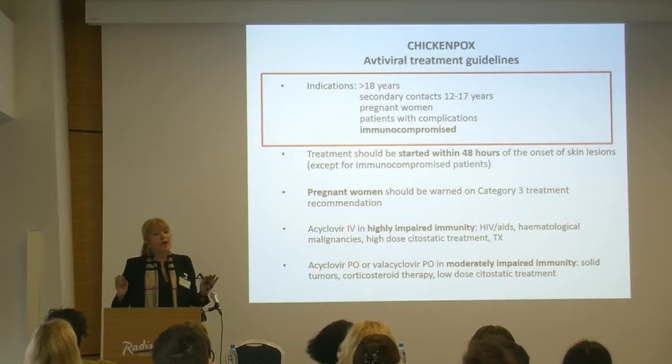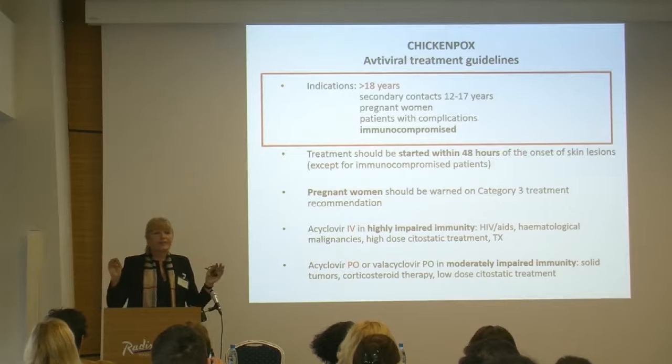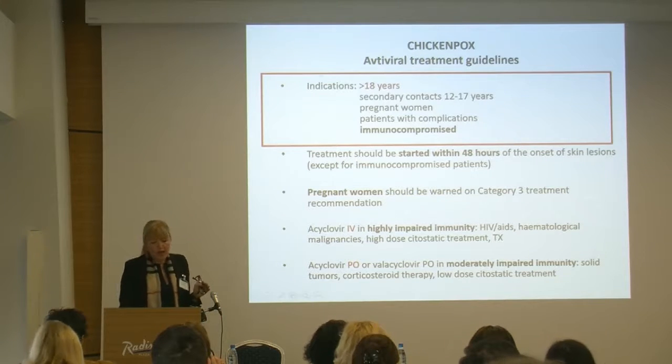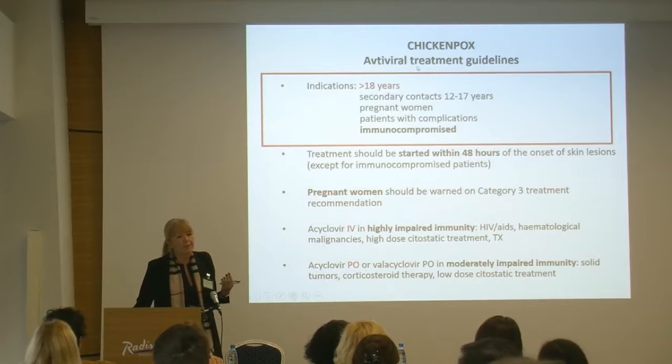So again, we do have very strict guidelines on when to use treatment in chickenpox, and please remember them, it's really easy. Everybody who has chickenpox and is aged above 18 years should get treatment. Everybody, chickenpox, age more than 18 years, treat them. Then, of course, secondary contacts, age 12 to 17 years, pregnant women, patients with complications, and, of course, immunocompromised.